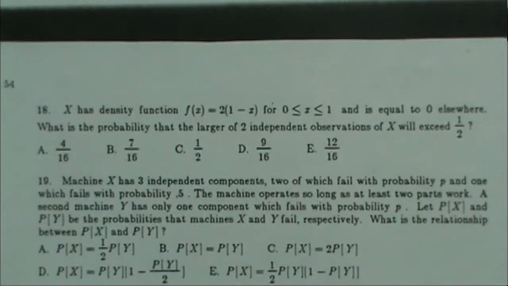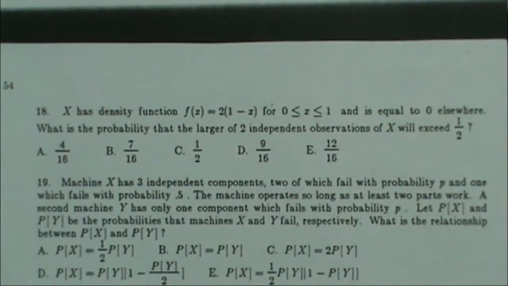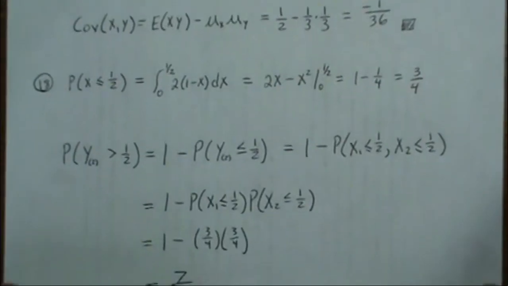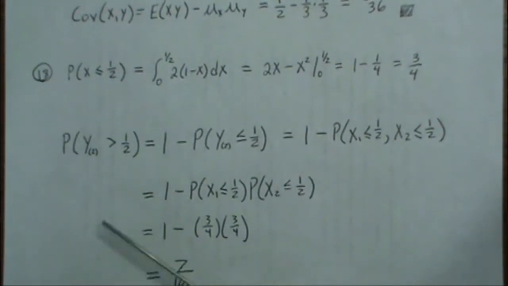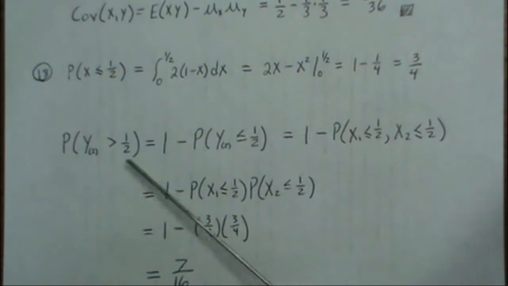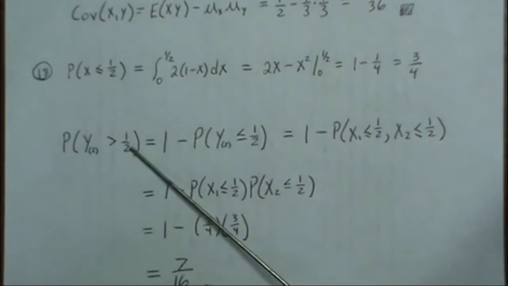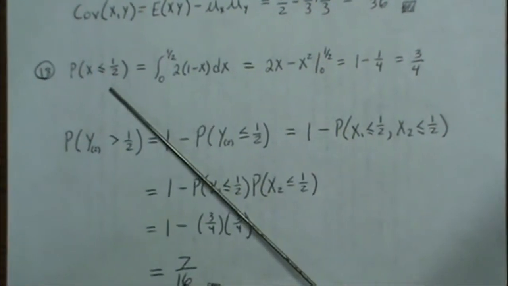Problem 18. X has a density function of f of x equal to 2 times 1 minus x, and is equal to 0 elsewhere. What is the probability that the larger of two independent observations of x will exceed 1/2? So on 18, we want to find that the largest value, so this is an order statistic, y2 is greater than 1/2. But before we do that, let's find the probability that just a general x is less than 1/2. And you'll see why.